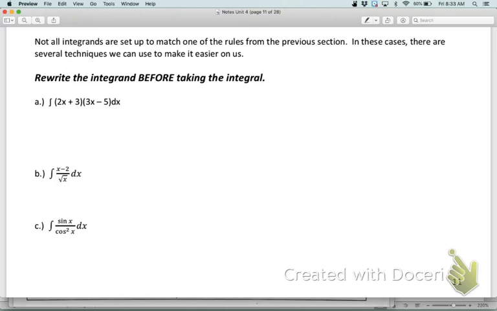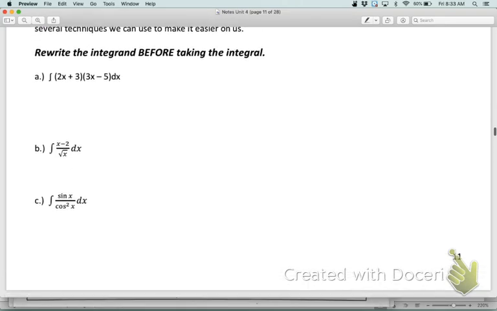Now here's the last thing. Not all of your integrands are going to match a rule exactly. So we have to do some work rewriting the integrand before we can take the antiderivative sometimes. So for example, there is no product rule and there is no quotient rule for integrals. The processes that you would need to use in those cases are a lot more difficult and a lot more involved, and that's not a technique that we talk about until really Calc 2. So we have other things that we can do instead.